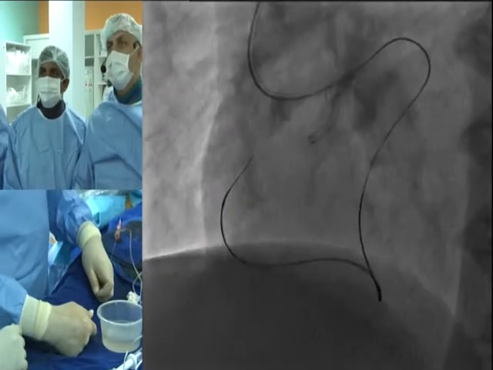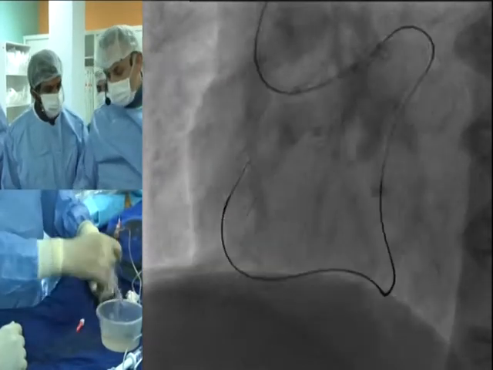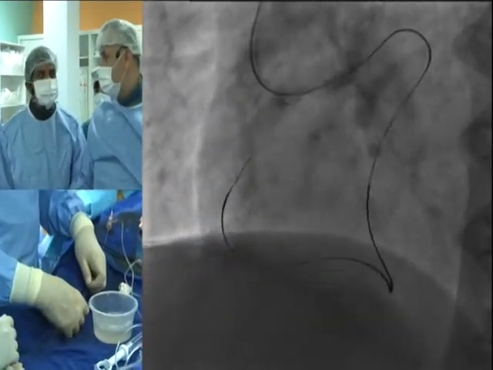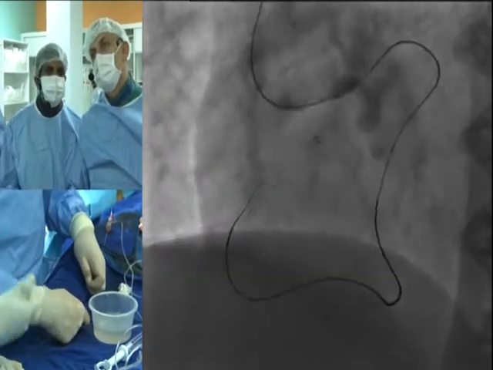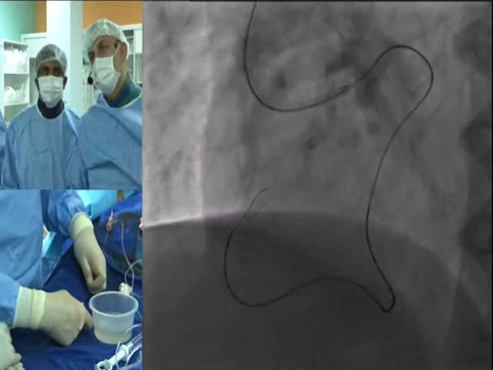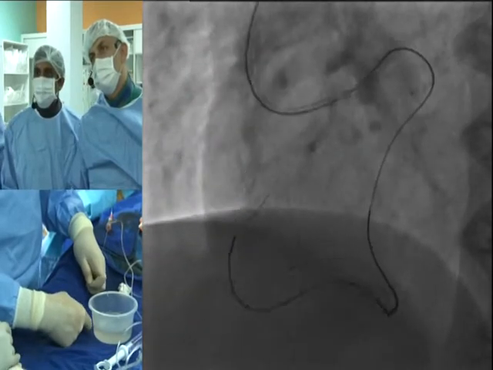When you use Gaia, you have to be more patient than when you use other wires. We try to be in the true lumen and not actually do a dissection here.